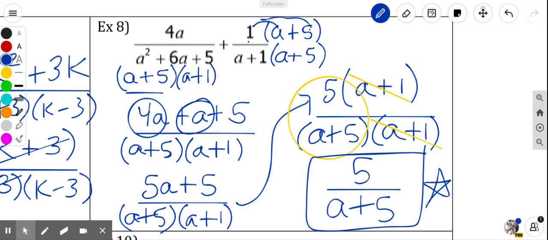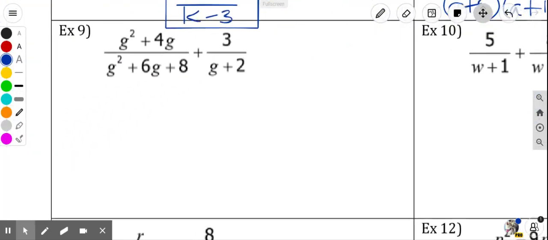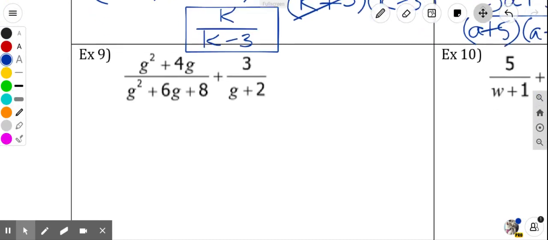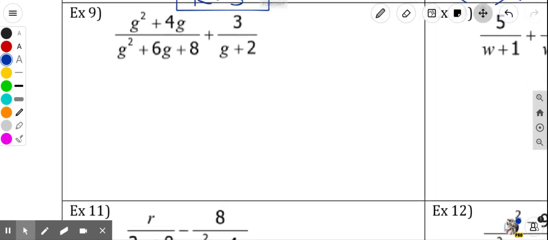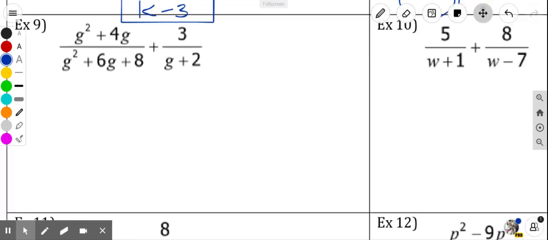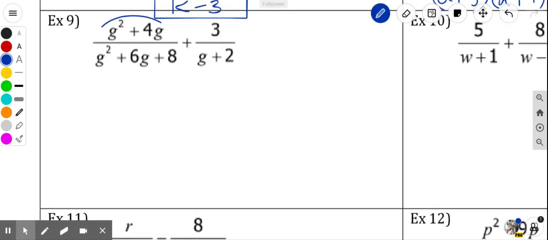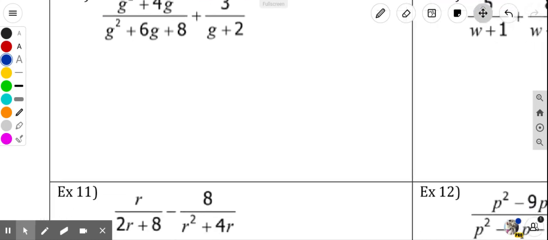So you're just factoring the bottom if it can be factored, figuring out how to make them the same, multiply, add or subtract the top, and then simplify at the end. Okay, let's do a few more. So number 9. Number 9, again, you only want to factor the denominator. Even though this numerator here can be factored, you don't want to factor that quite yet. So if you have stuff in the numerator and the denominator that can be factored, you don't want to factor both. You only want to factor any denominators.